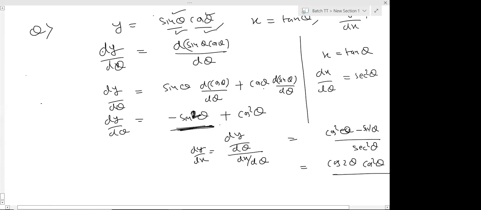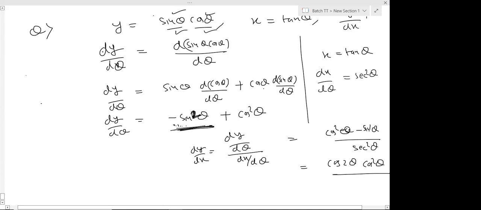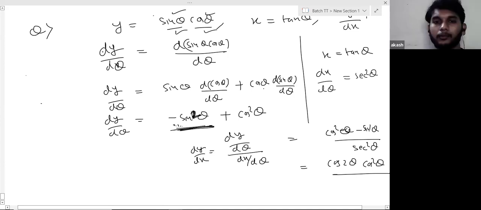Sine square theta. So when cos square, okay, so sine square theta plus cos square theta. But this is minus sine square theta, right? Okay, so it won't make... No, 1.